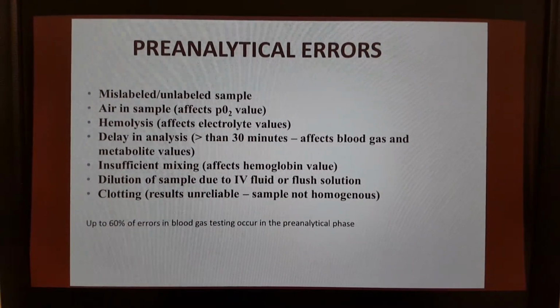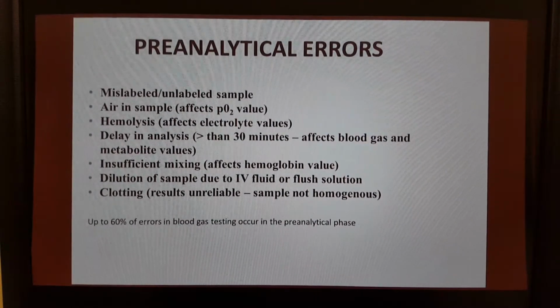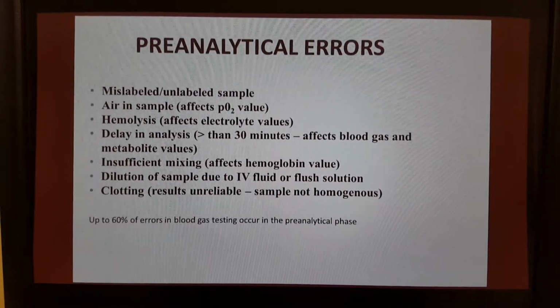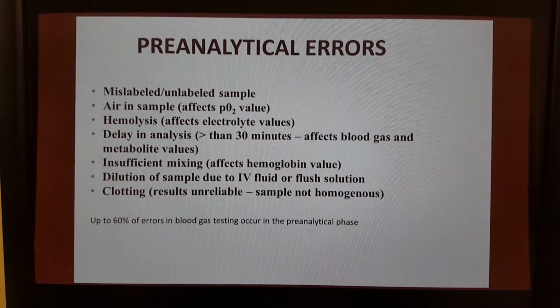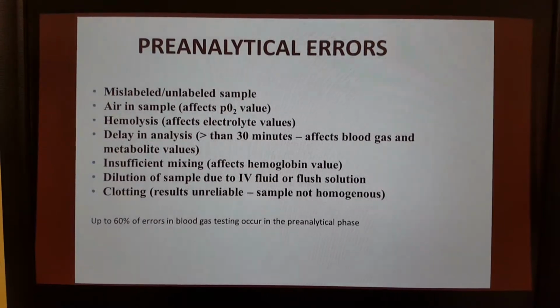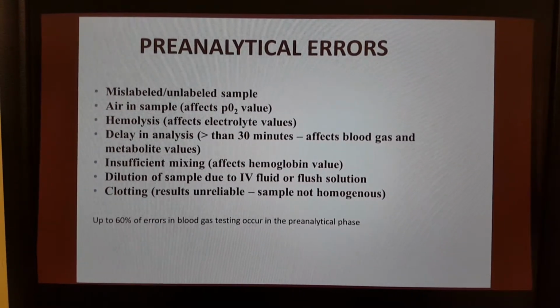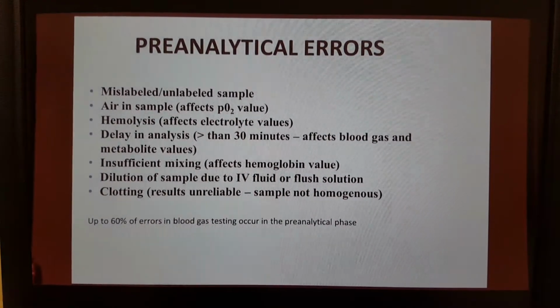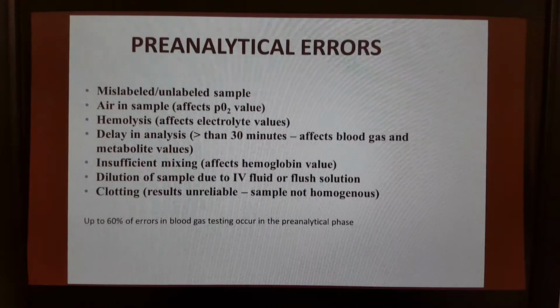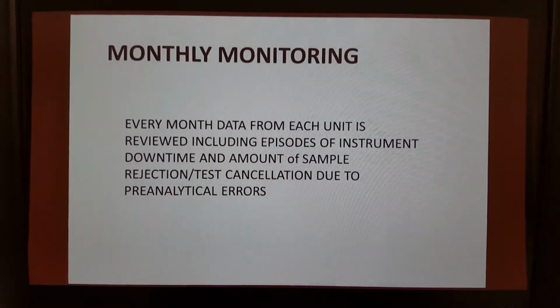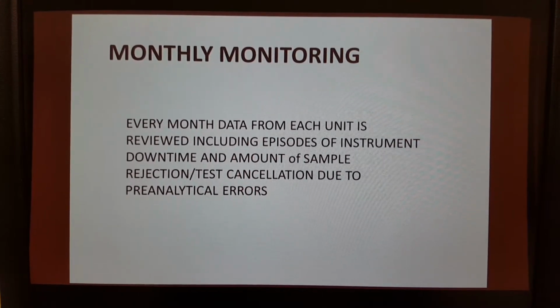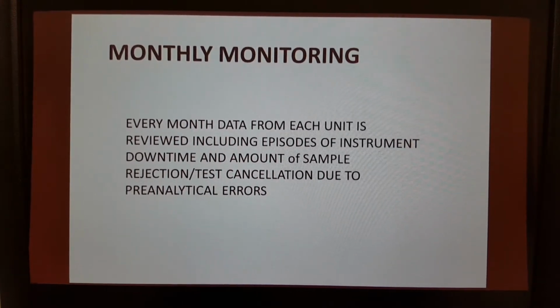Pre-analytical errors that can happen in the blood gas lab include mislabeled samples, samples without a label. There could be air in the sample, hemolysis, a delay in testing, insufficient mixing of the sample can cause problems, dilution of the sample due to IV fluids, and clotting. Up to 60% of the errors in the blood gas lab occur in the pre-analytical phase. Every month, data from each unit is reviewed, including episodes of downtime and amount of sample rejection and test cancellation due to pre-analytical errors. And today I'm going to talk to you about clotting.